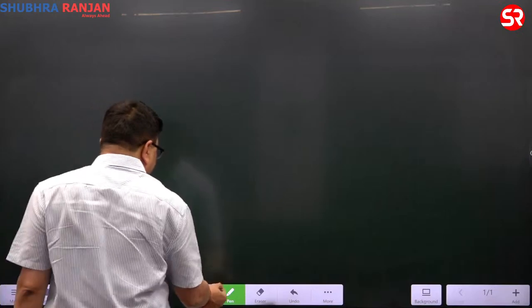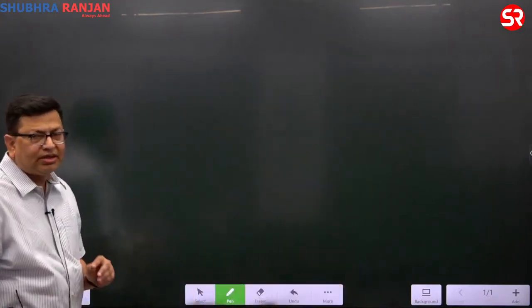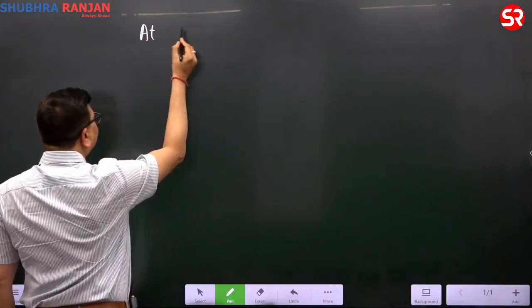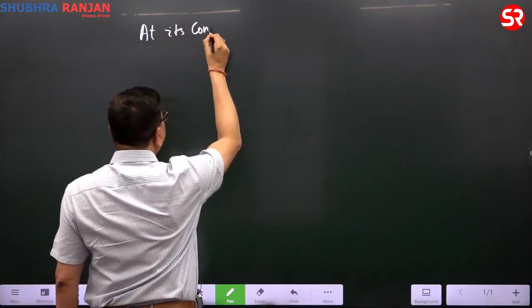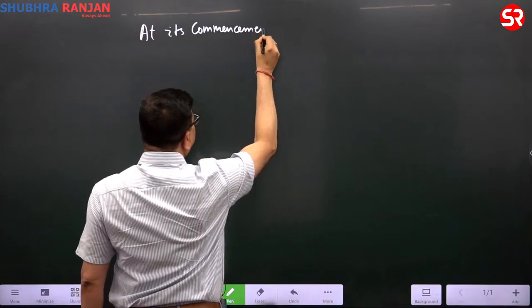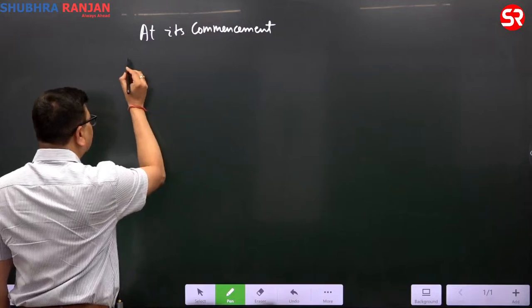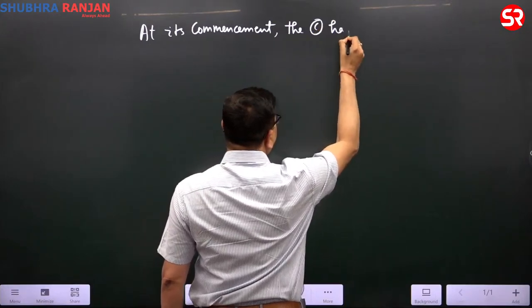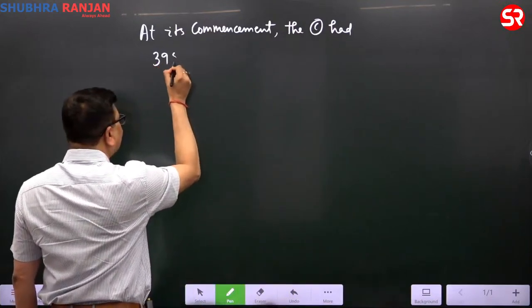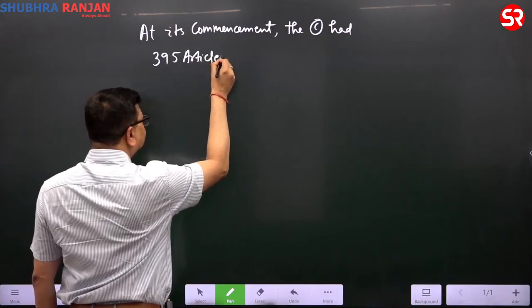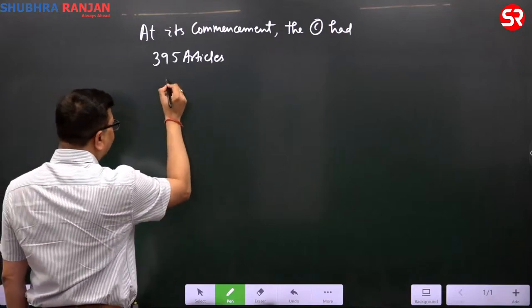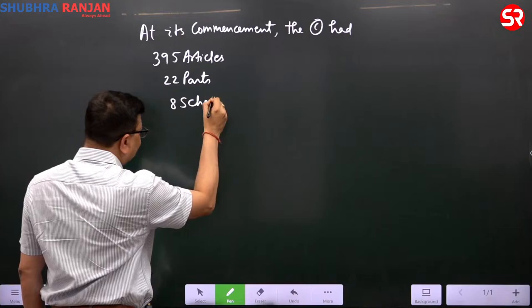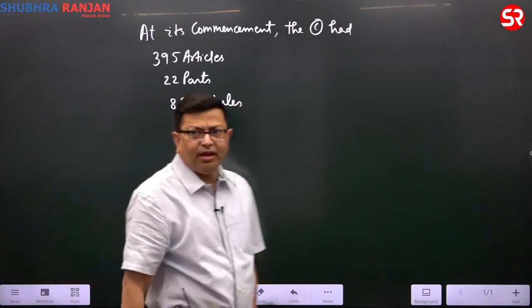Now, you see, at its commencement, the constitution had 395 articles divided into 22 parts and 8 schedules. That is the original constitution.